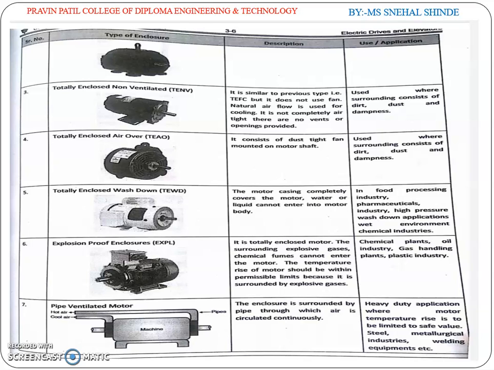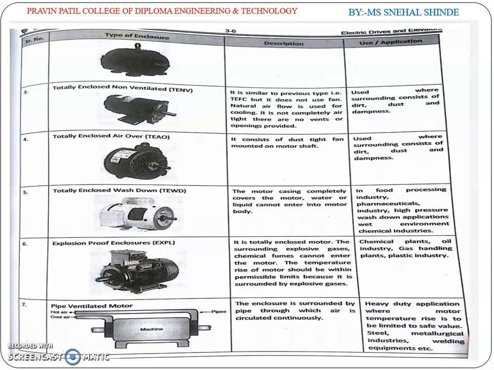Now third is the totally enclosed non-ventilated, TENV. It is similar to the previous type, that is TEFC, but it does not use a fan. Natural air flow is used for cooling. It is not completely airtight. There are no vents or openings provided, and it is used where the surroundings consist of dirt, dust and dampness.